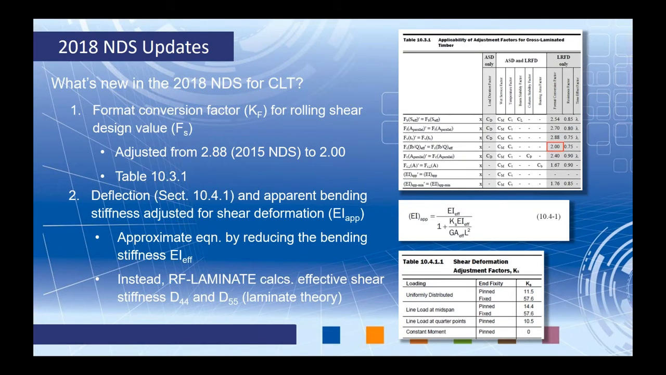So instead, what RF-LAMINATE does is it will calculate the effective shear stiffness, and this is D44 and D55 within the global stiffness matrix that I just mentioned for each panel according to laminate theory. So this effective shear stiffness will be used for the deflection calculations, which take into account both shear and bending deformation. So we take a little bit more of an exact approach. Therefore, this change within the NDS really doesn't affect us today with RF-LAMINATE.